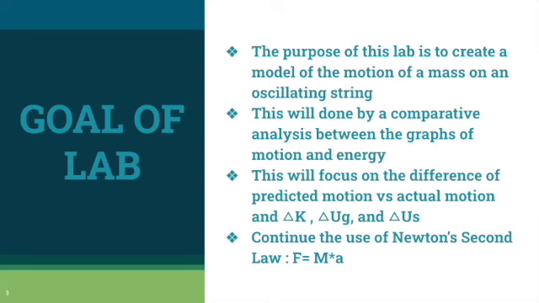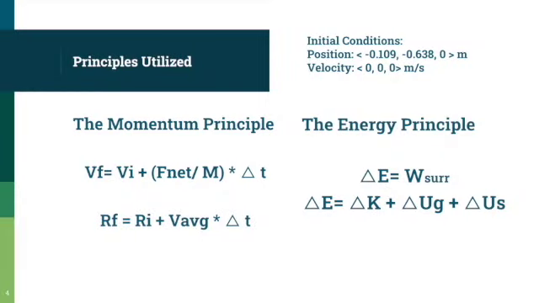Overall, the goal of this lab is to create a model of the motion of a mass on an oscillating string. This will be done by a comparative analysis between the graphs of motion and energy, and will mainly focus on the difference of predicted motion versus actual motion, and the change of kinetic energy, the change of gravitational energy, and the change of spring force potential energy. We will continue the use of Newton's second law in this experiment, which is force is equal to mass times acceleration. Like I mentioned before, the two principles utilized in this lab are the momentum principle and the energy principle.